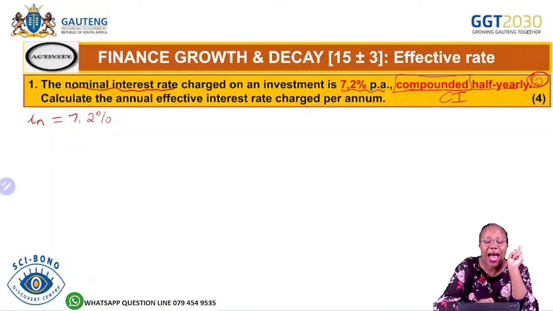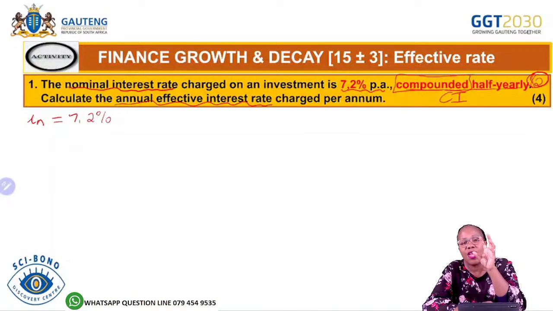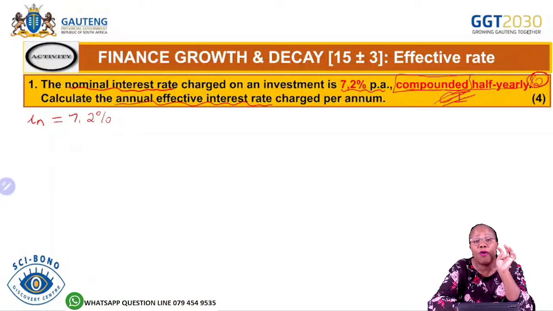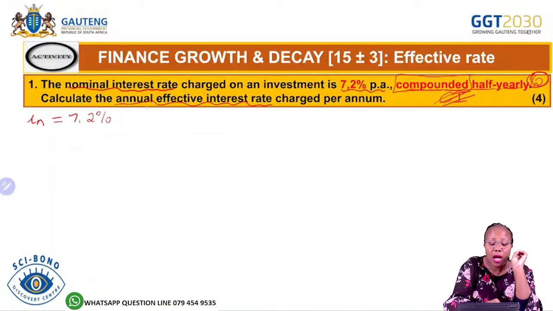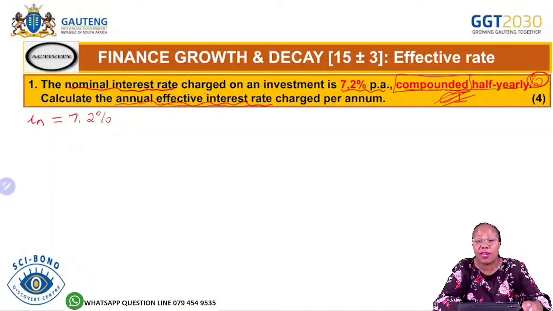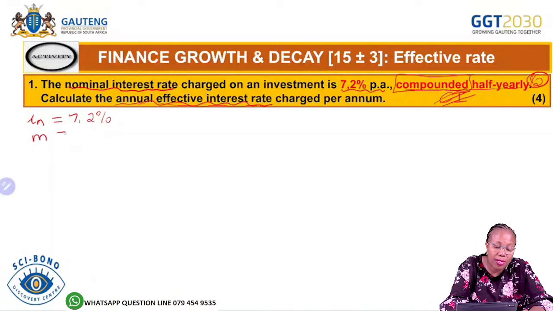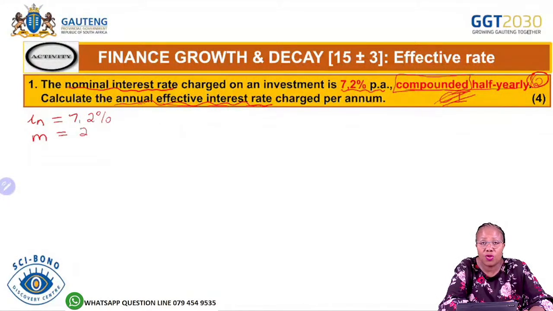And then calculate the annual effective rate now. In this case we have to calculate the annual effective rate. Grade 12, we are not looking for anything from compound interest, but we are depending on the effective rate formula, because the question says calculate the annual effective rate. So we have the nominal, which is 7.2, and then the compounding M is equal to 2, because it is happening half yearly, twice per year.